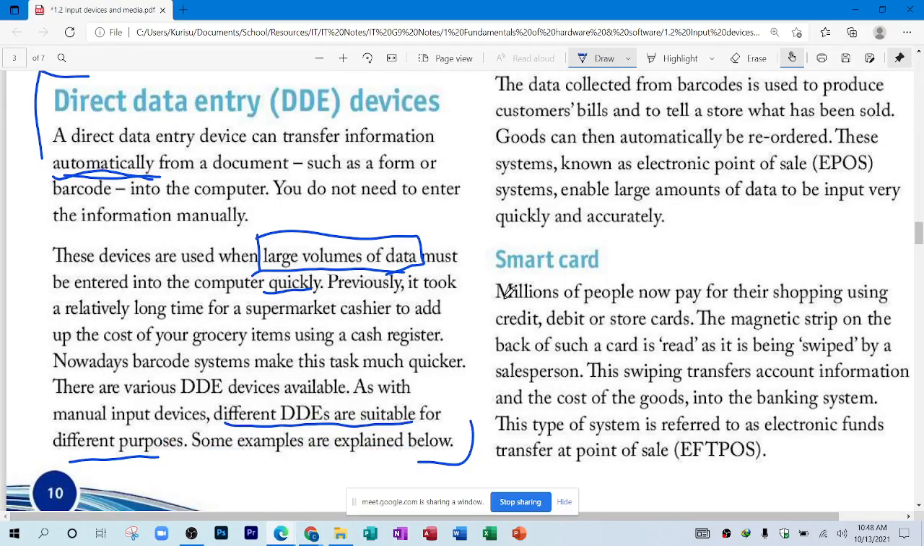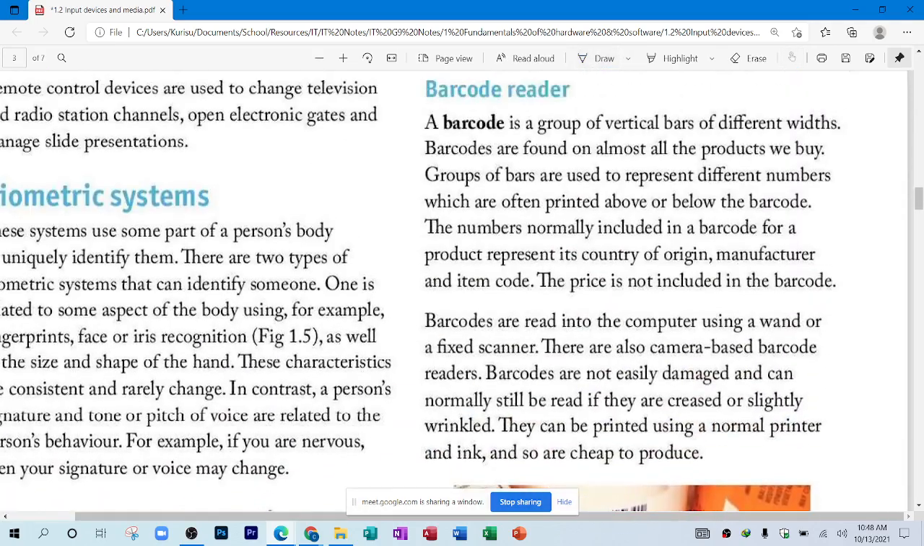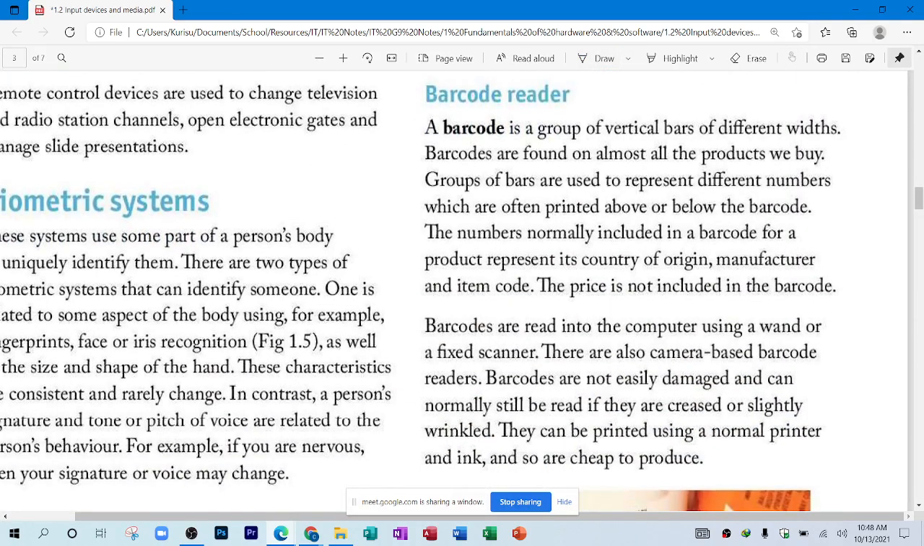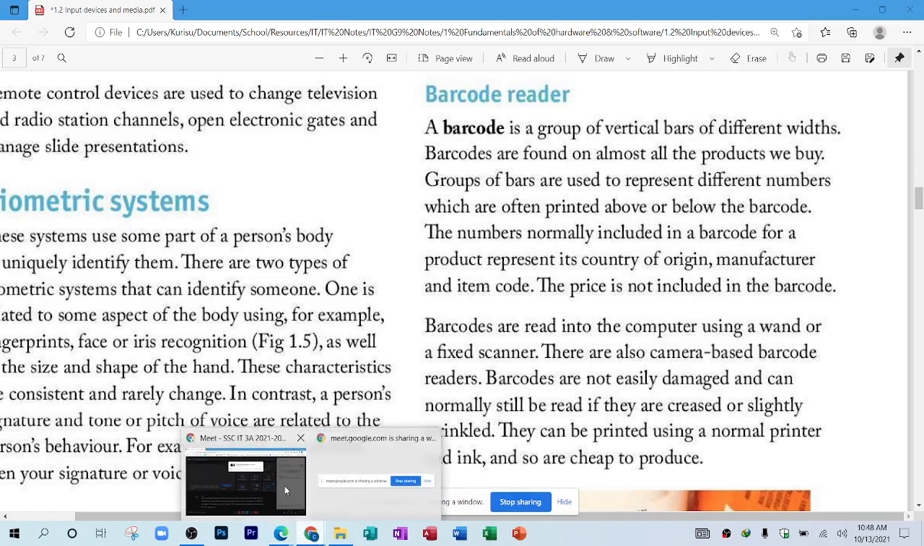All right. So a supermarket is a good example of making use of a direct data entry device. So as mentioned, there are different direct data entry devices, just as there are different manual input devices. So let's look at some examples. And the first example is that same barcode reader that supermarkets would actually use. So let's see how a barcode reader would function.